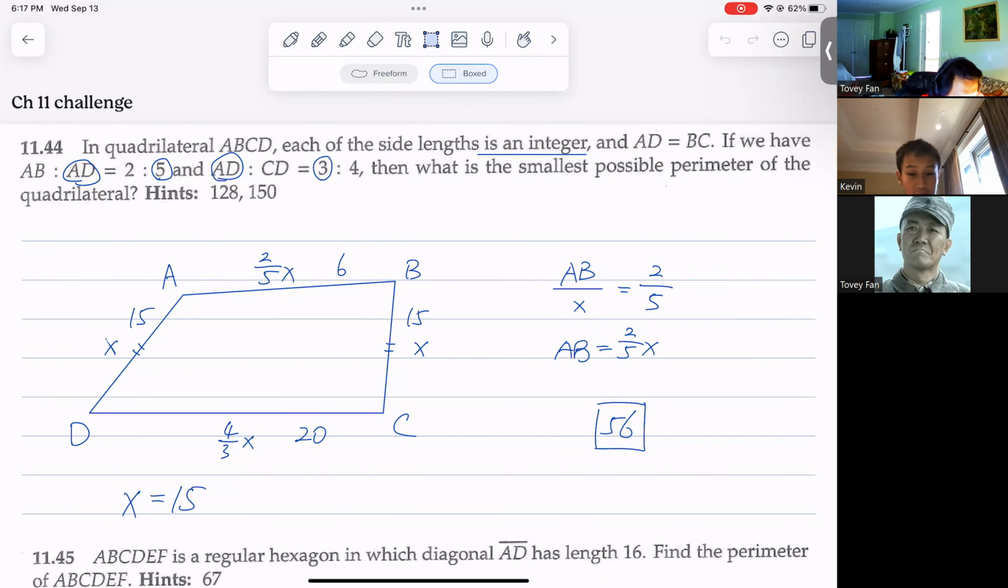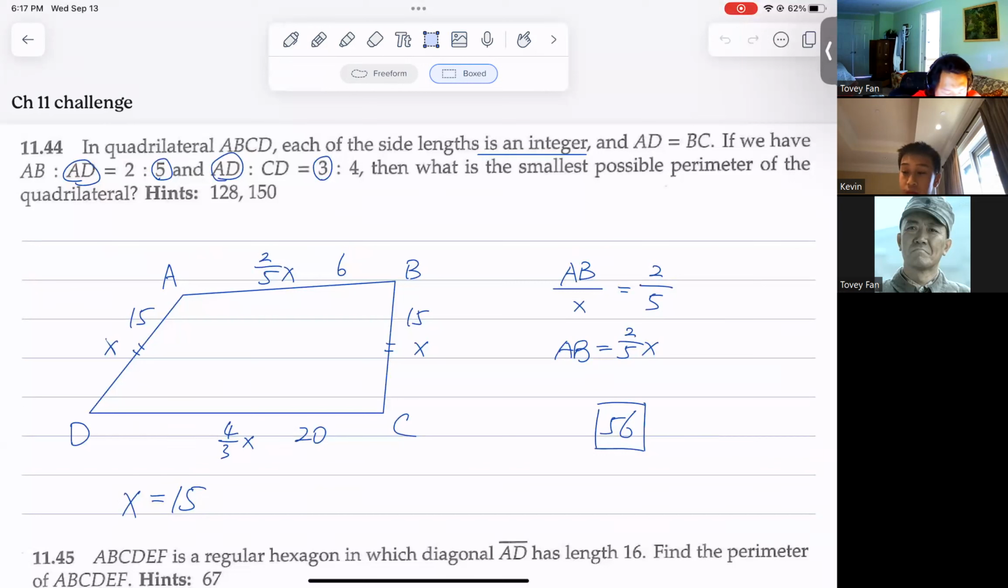So something like 11.44. You can read it. It basically just says that you have a quadrilateral and you are given some ratios of the size. So what is the smallest possible perimeter?